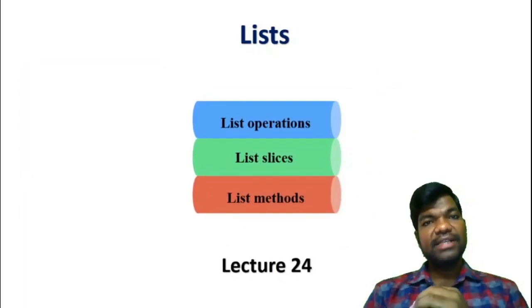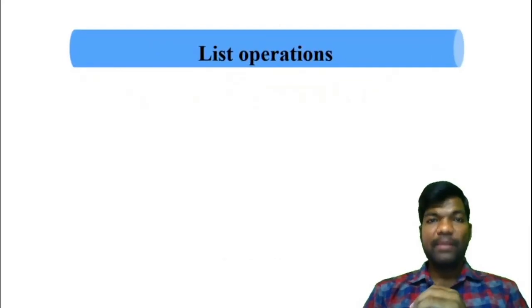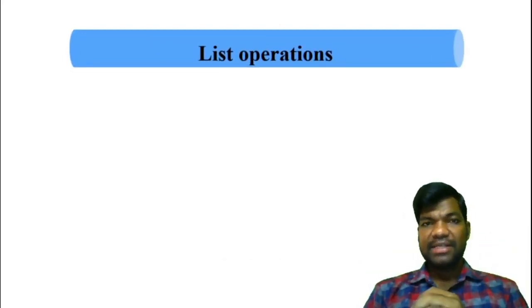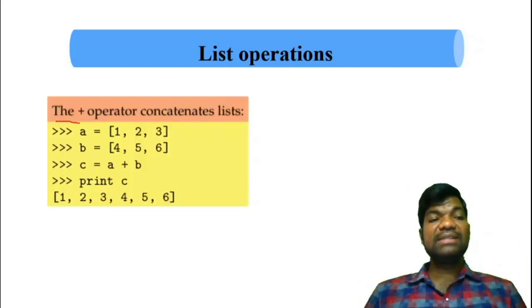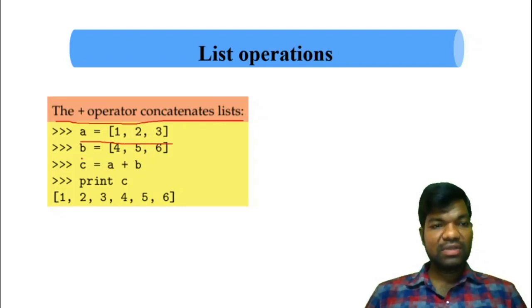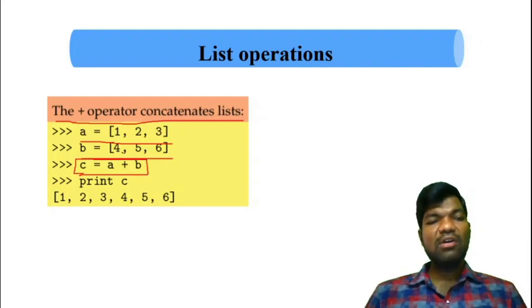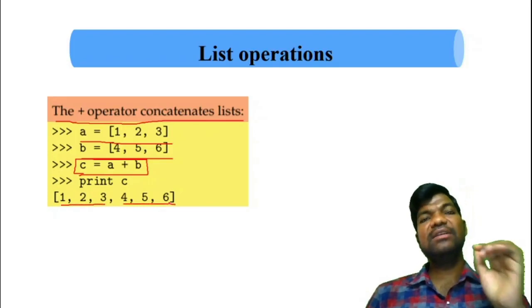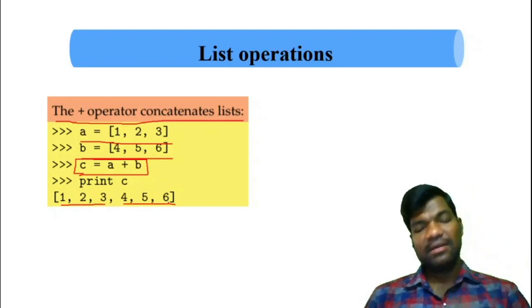List operations, list slices and list methods. Coming to the first one, list operations. Here, mainly concatenation and repetition are used. The plus operator concatenates lists. Consider two lists: A is 1 2 3, B is 4 5 6, and C is A plus B. That means 1 2 3 4 5 6, not 1 plus 4, 2 plus 5, 3 plus 6. That is the use of the plus operator in a list.